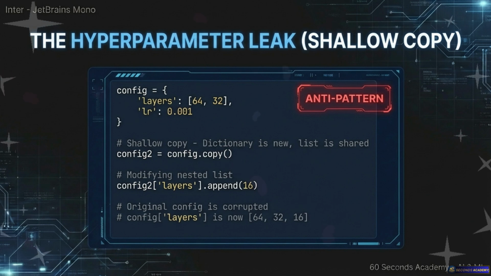It's a shell game. You think you have a new config, but the guts are shared. It's like giving someone a copy of your keyring. You give them a new keyring, the dictionary, but the keys on it still open your house. So if they enter the house and move the furniture, append a layer to the list, your furniture is moved too. That's a perfect analogy, and that's exactly how experiment A gets corrupted by experiment B. So what's the fix?